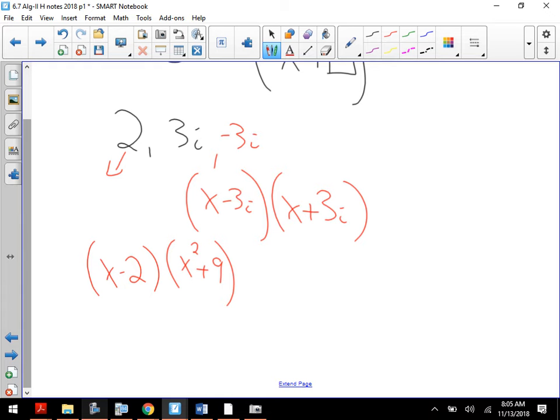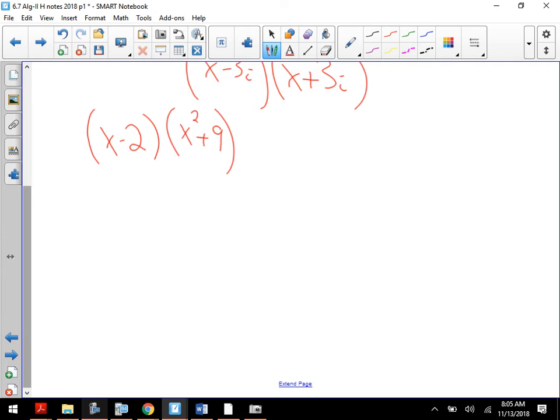All right, and then you FOIL it out, and you get your polynomial of least degree, x cubed minus 2x squared plus 9x minus 18, and you would be happy. Polynomial of least degree. First term is positive. The coefficient of function. So not terrible, is it?